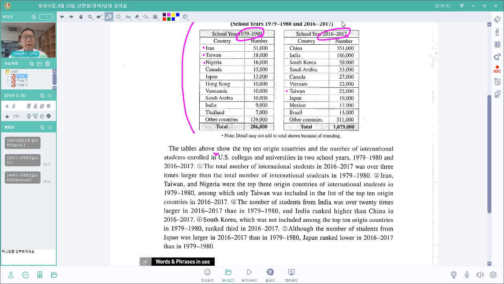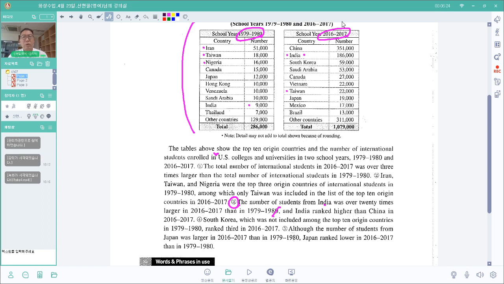And the number of students from India was over 20 times larger in 2016 than in 1979. So the number of students from India became 20 times larger. So here we have 186,000, and we have 90,000. So we have more than 20 times the number of students. And India ranked higher than China in 2016. However, here India is not ranked higher than China in 2016. So this one is incorrect information.